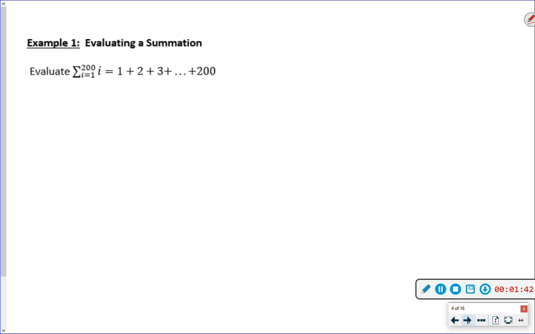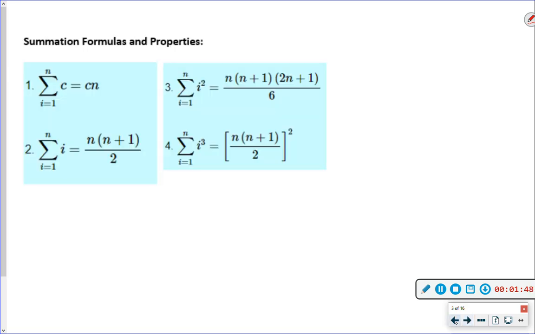I'm not going to add 200 numbers. Let's just get serious about that. I don't even want to necessarily do math 0. That's a little more time consuming. Then I can just do this formula. So I'm going to use the second formula.